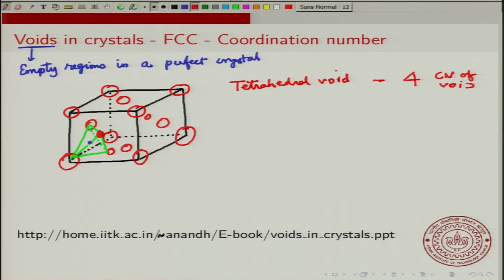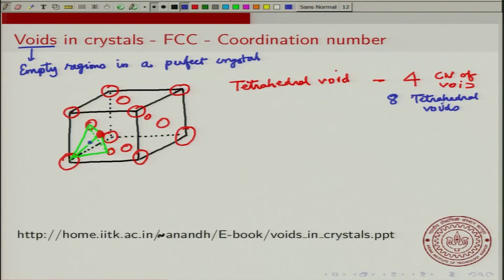And you can have tetrahedral voids. So this one is closest to this corner atom, and since there are 8 corner atoms, you can have a total of 8 tetrahedral voids. So in this conventional unit cell you can have 8 tetrahedral voids.